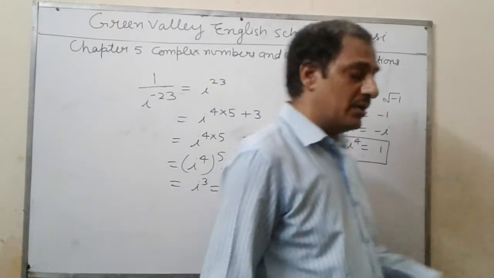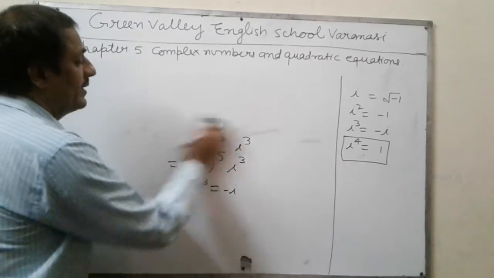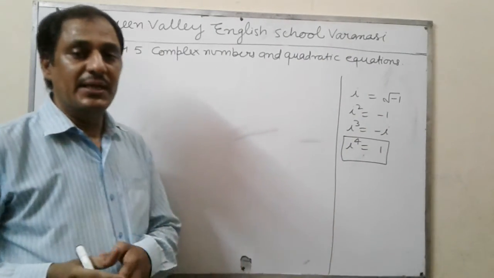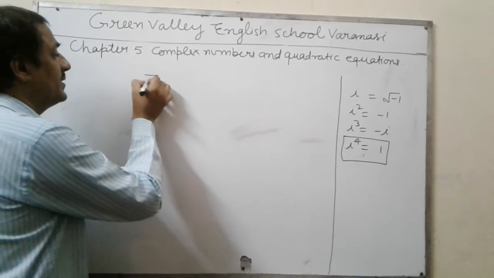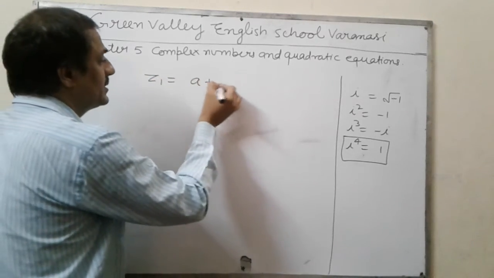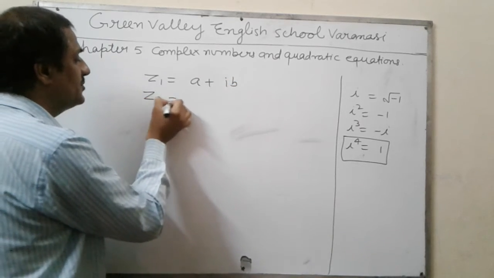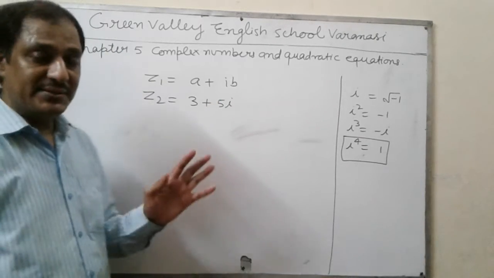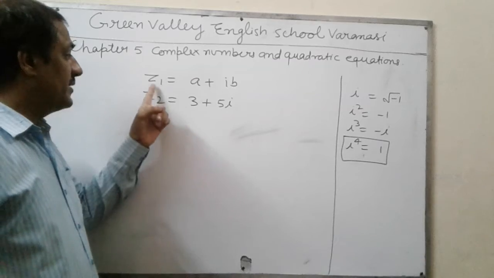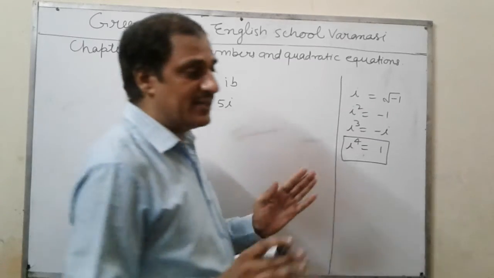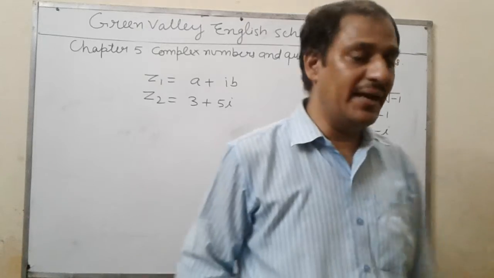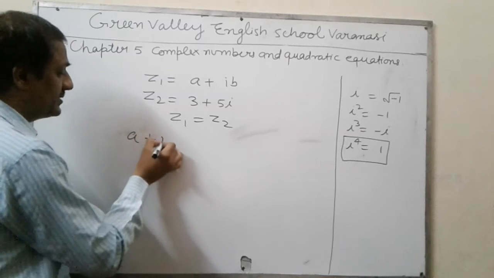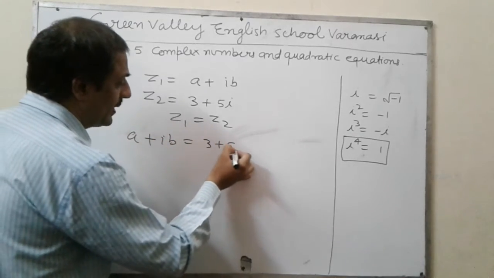Now we are going to move towards the next segment. When two complex numbers are equal to each other, then if z1 is one complex number a plus ib and another complex number z2 is equal to 3 plus 5i, here the condition is that the two complex numbers z1 and z2 are equal. So children, can we find the value of a and b? Yes, we can. Here the condition is z1 is equal to z2, so a plus ib is equal to 3 plus 5i.